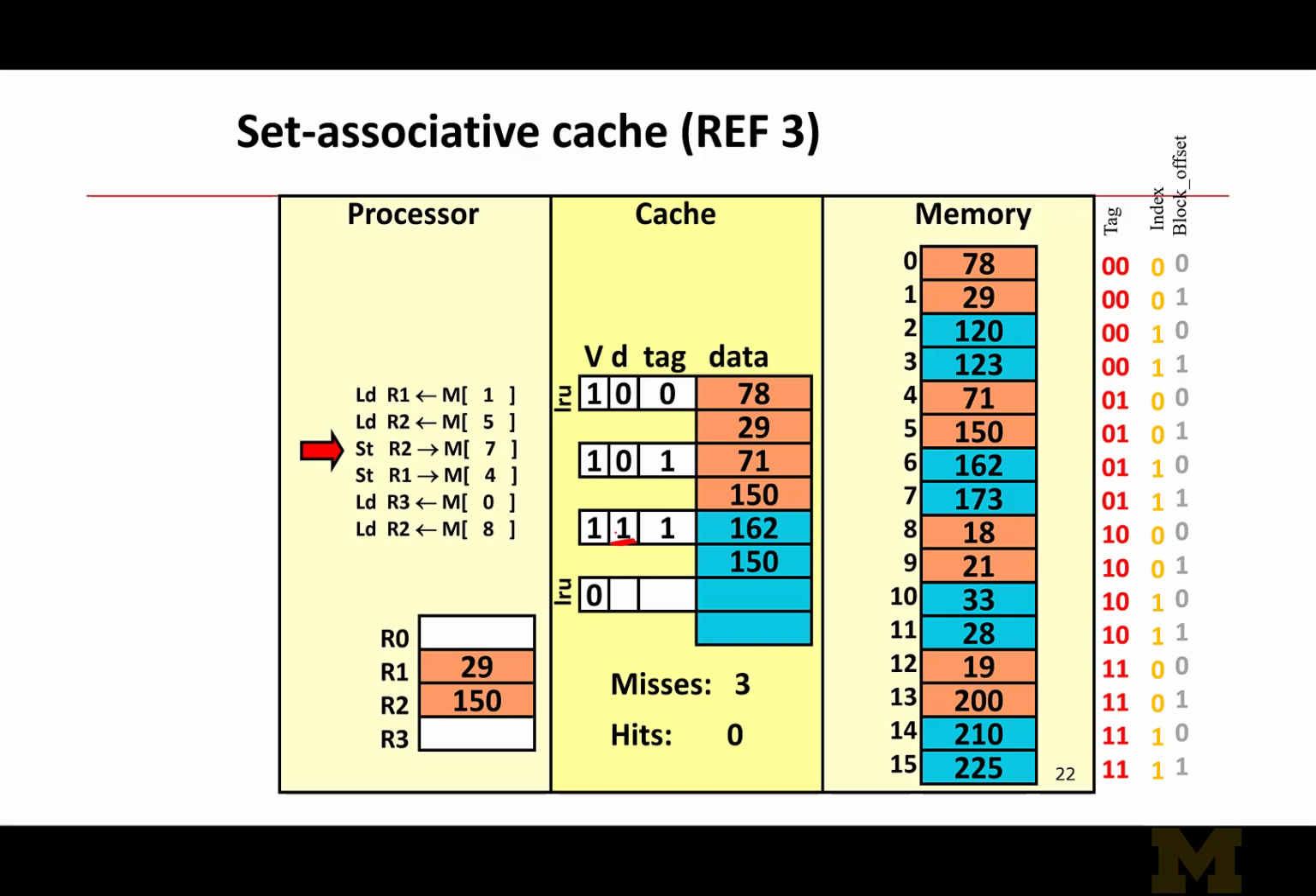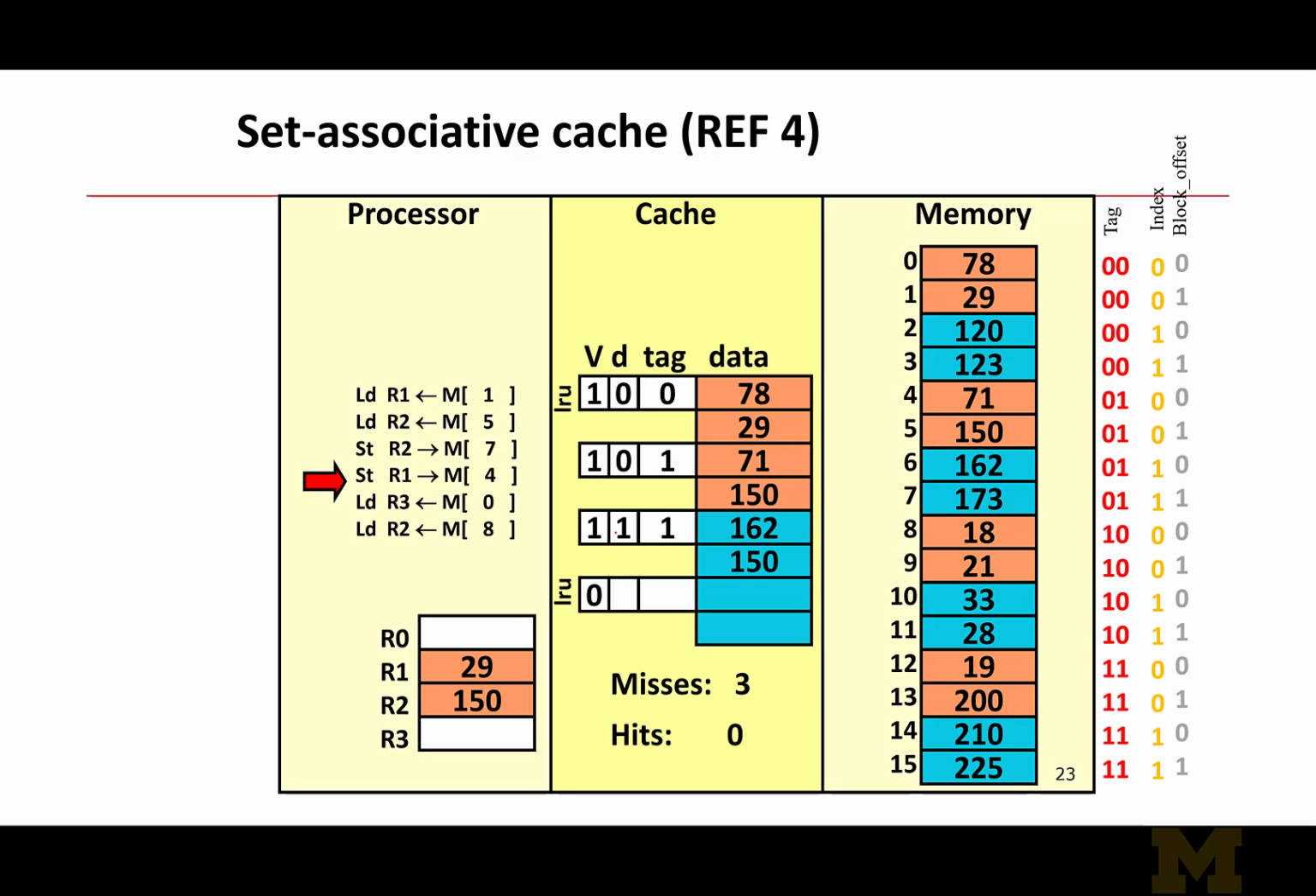Remember that the dirty bit is used for implementing write back caches, where the stores modify the local cache value, and when the block gets evicted, if the dirty bit is set, then you would write back. So because we just modified that data, we are going to set the dirty bit to 1.